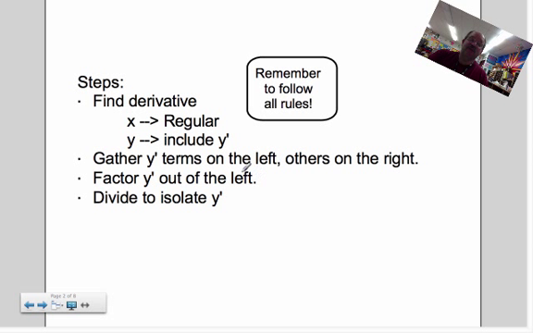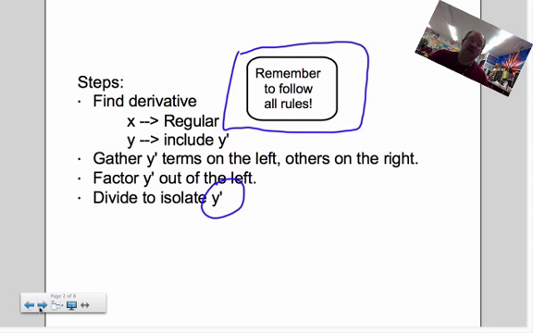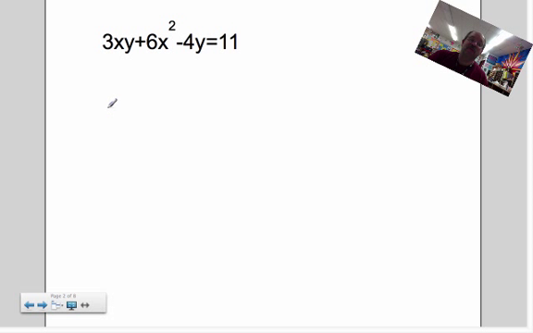Factor y prime out of the ones that you've got all together, and then you do a division, and that gets y prime all by itself, which is the derivative, the slope of the tangent line, the instantaneous rate of change. You've got to follow all the rules. So the product rule, the quotient rule, all those things still are part of our deal as we do this implicit differentiation. Okay?